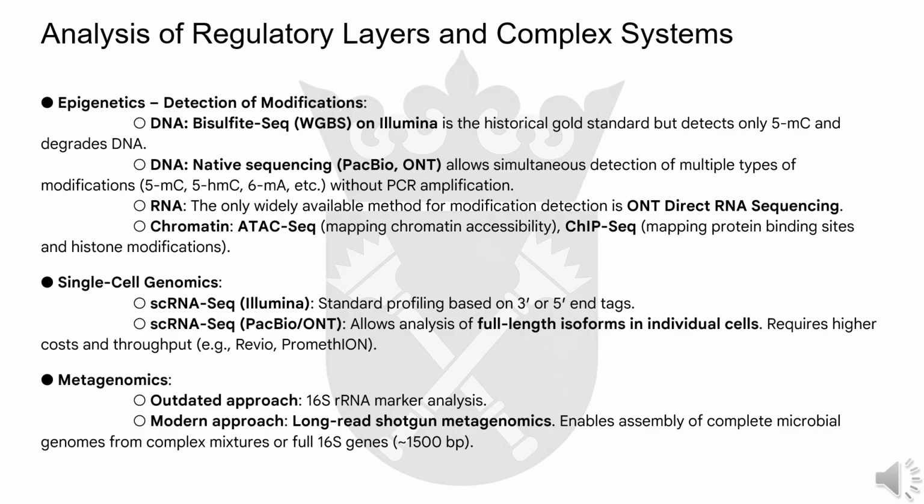New approaches, such as native DNA sequencing on PacBio or Nanopore, allow detection of various types of modifications without the need for amplification. When it comes to RNA, again Nanopore stands out with the ability to detect modifications at the level of individual RNA molecules. For chromatin, we have techniques such as ATAC-seq, which tells us where chromatin is open, and ChIP-seq, used for mapping protein binding sites and histone modifications.